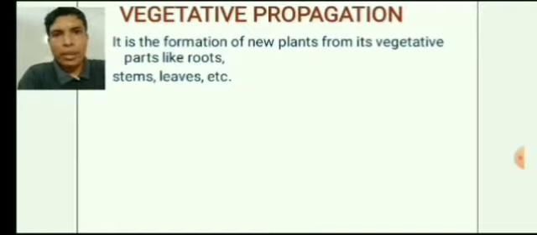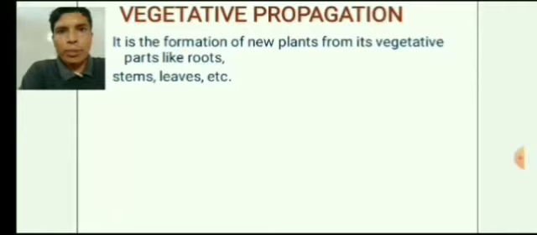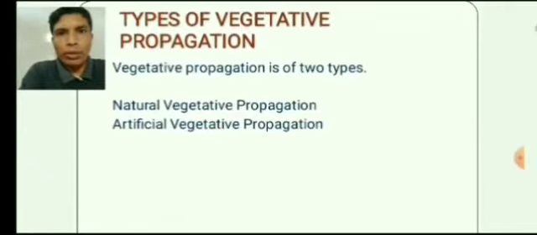So if the reproduction is done with stem, root, or leaf other than sexual parts, the type of reproduction is called vegetative propagation. Right. So let us know the types of vegetative propagation. Naturally occurring vegetative propagation is called natural vegetative propagation. Artificially done vegetative propagations like stem cutting, root cutting, layering, and grafting are called artificial vegetative propagation.